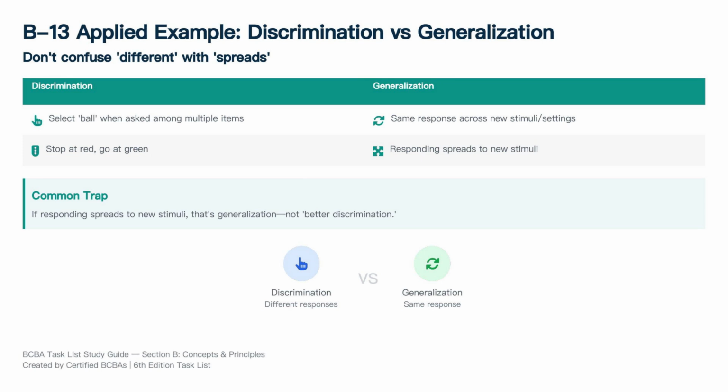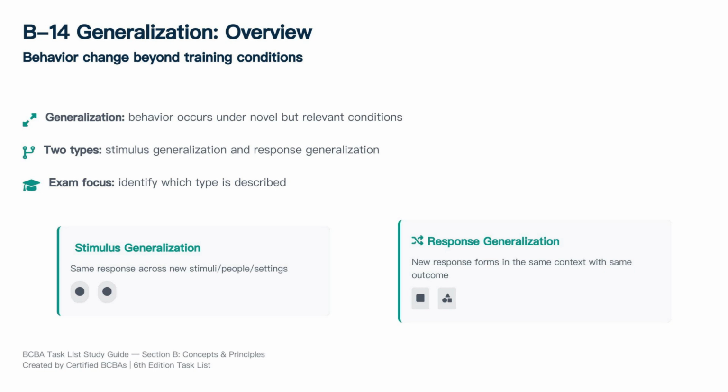Discrimination is different responding under different cues, like selecting a ball when asked among multiple items or stopping at red and going at green. Generalization is when responding spreads. So if the STEM says behavior shows up across new stimuli/settings, that's generalization, not stronger discrimination. Generalization is behavior change beyond the training conditions, and the exam usually wants you to label which type you're seeing.